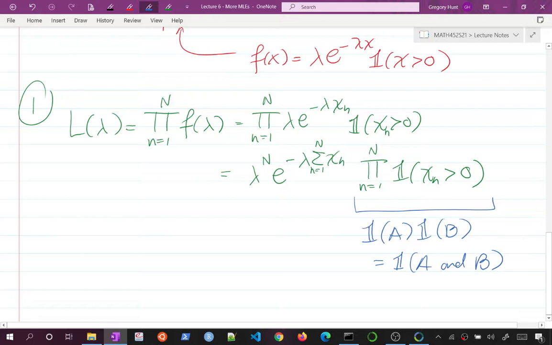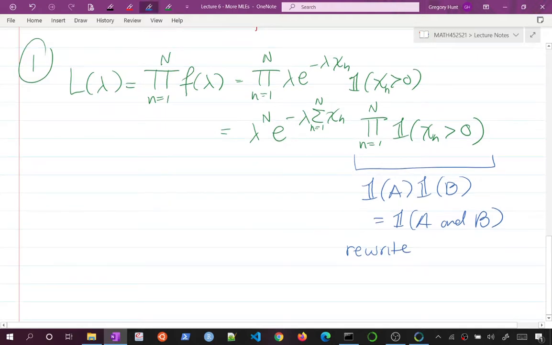If I take the product of these indicators, this would say that x1 is bigger than 0, and x2 is bigger than 0, and x3 is bigger than 0, and so on. So we could rewrite this whole thing. The product that all of the x sub n's are bigger than 0, you could rewrite as the indicator that the minimum is bigger than 0. Because certainly if the minimum is bigger than 0, they're all bigger than 0, and if they're all bigger than 0, the minimum is bigger than 0.